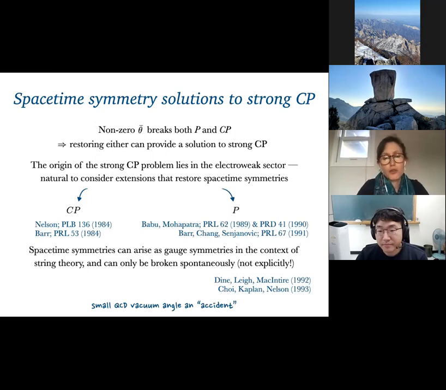There's another good reason, to my mind, to consider this class of solutions, which is that in the context of a full UV completion, such as string theory, discrete space-time symmetries can arise as gauge symmetries after a spontaneous symmetry breaking in higher dimensions. And in that case, being gauge symmetries, they can only be broken spontaneously, not explicitly, and depending on the scale of a spontaneous symmetry breaking, they could indeed solve the strong CP problem in a way that is more an accident of the features of the UV completion, as opposed to being the result of a model building effort that is especially designed to arrange for a small theta bar.